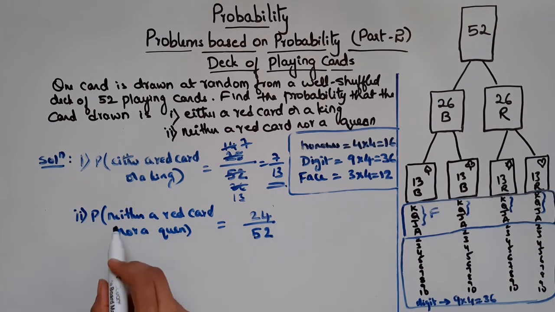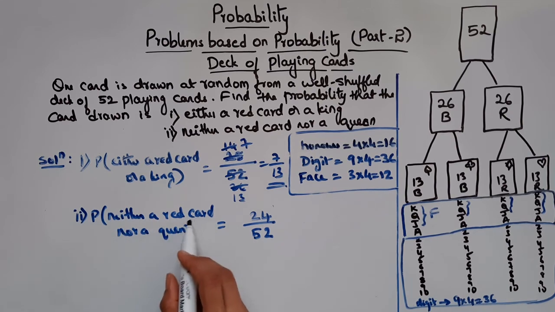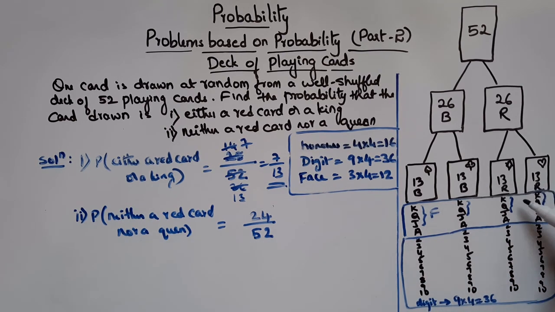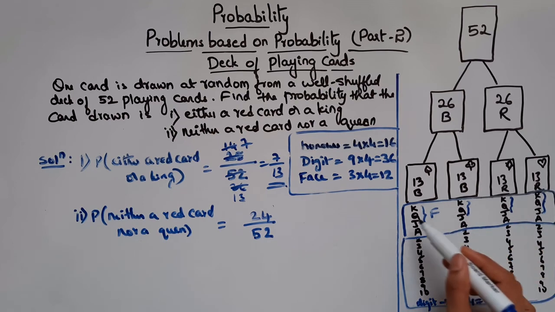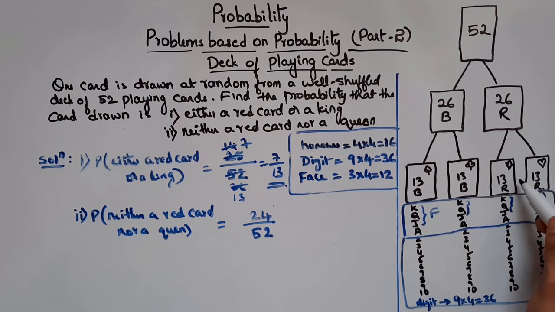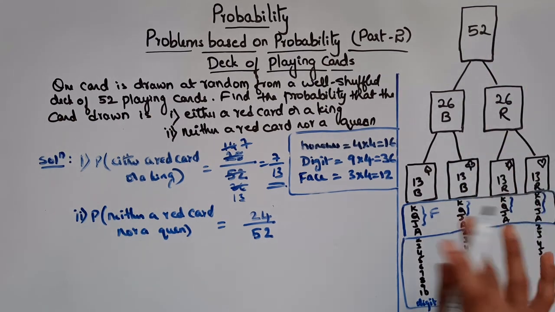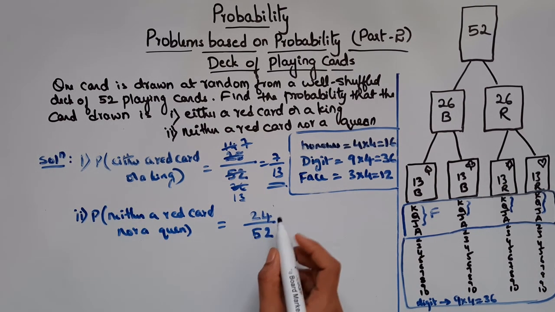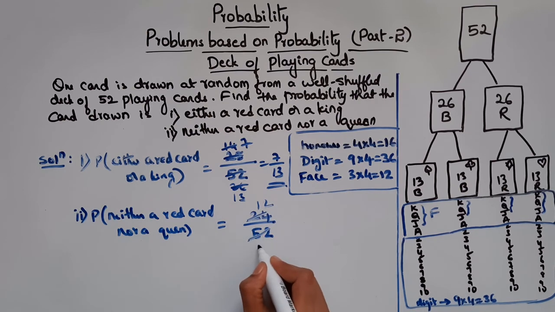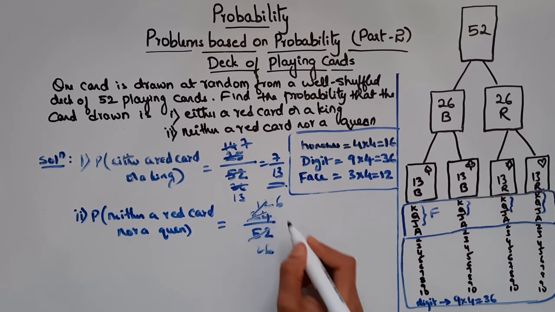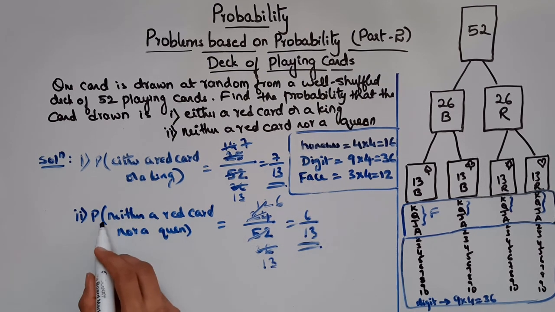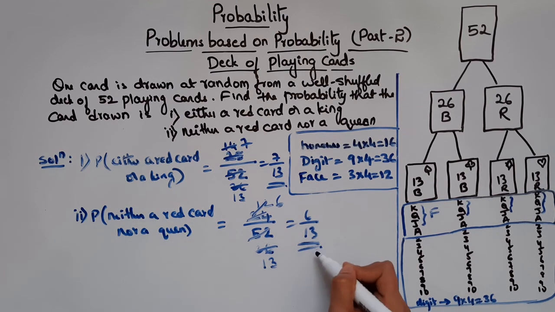So I repeat, they have said neither a red card nor a queen. That means we don't want red card plus we don't want queen. So here we have 26 red cards, so these 26 red cards are excluded, plus these two queens also excluded, right? So 26 plus 2 is 28. So out of 52, 28 is excluded. So 52 minus 28 will give you 24. So 2 2s are 4, 2 6s are 12, and we are left with 6 by 13. So therefore the probability of getting neither a red card nor a queen is 6 by 13.